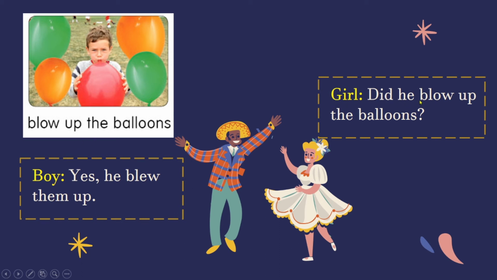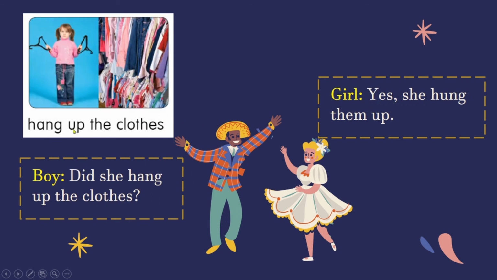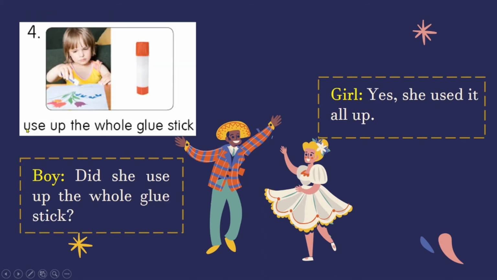Next, you have here in the photo, blow up the balloons. First, you can say, did he blow up the balloons? And answerable by yes, he blew them up. Again, blow up is an example of a phrasal verb, and did is an example of a modal auxiliary. Let's take another example. You have here, hang up the clothes. Did she hang up the clothes? Yes, she hung them up. All right. Next, look at the photo. Use up the whole glue stick. Did she use up the whole glue stick? Yes, she used it all up.